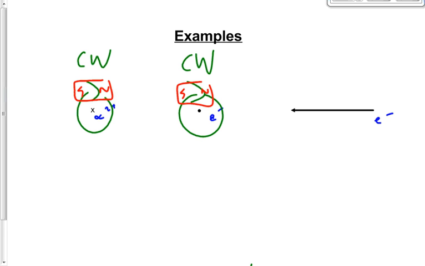Honestly, I think this one is a little bit tricky. These aren't so bad. I think this is a little bit tricky.